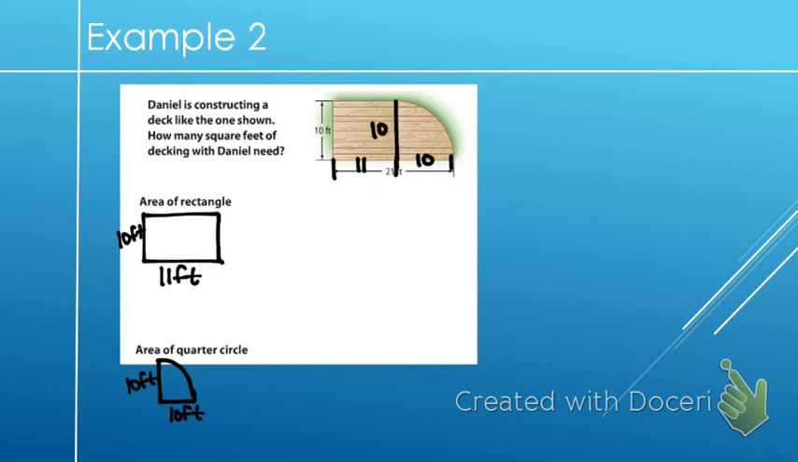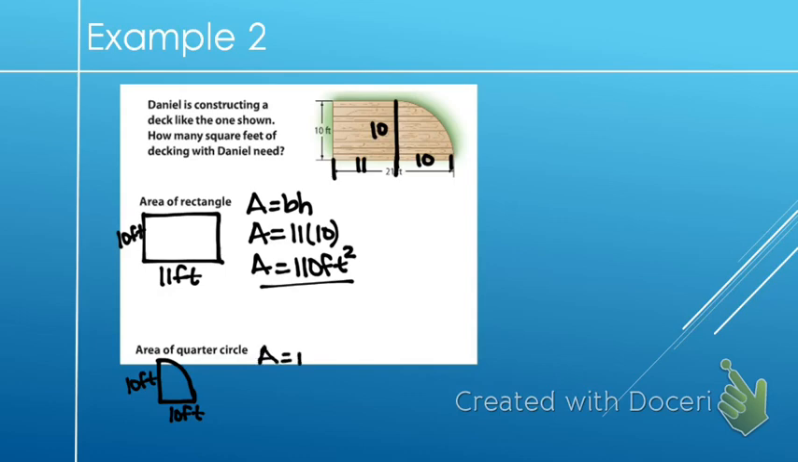Okay, so now we're going to find the area of each one. So area of a rectangle is base times height. So I have a base of 11, a height of 10. So 11 times 10, we get 110 feet squared. That's just for the rectangle. So now I got to go find for the quarter circle.